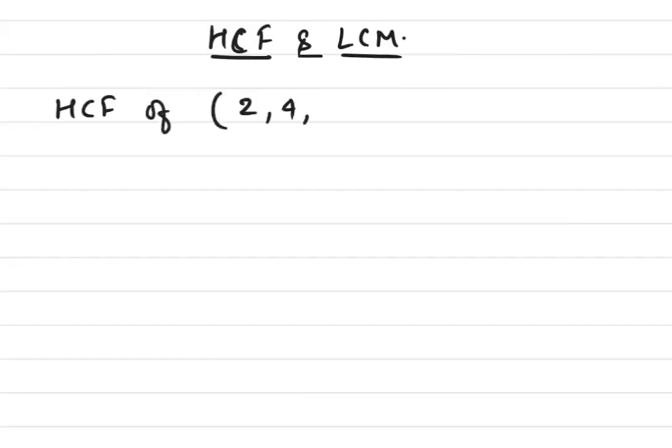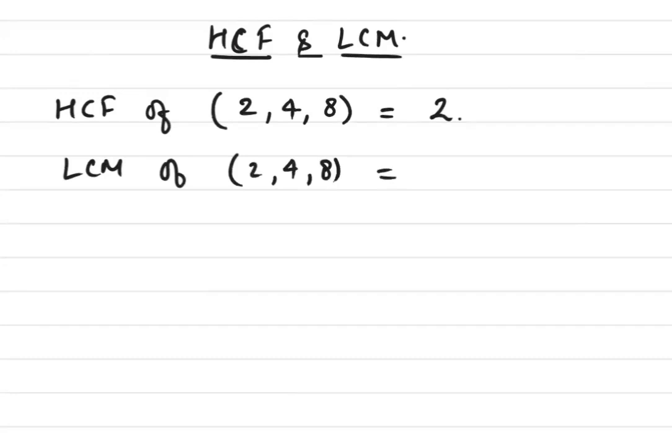Now let's discuss HCF, which stands for highest common factor, and LCM. Let's say we need to find the HCF of 2, 4, and 8. What is the highest common factor that divides all these three numbers? It is 2. Similarly, for the LCM of 2, 4, and 8, what is the least number which is divisible by all these three numbers? That is 8, isn't it? Now, an important thing to note here is that HCF is less than LCM. This is very, very important.